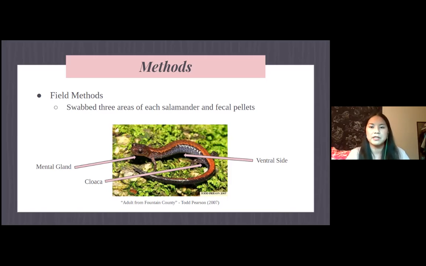And then we also housed these salamanders for a very short period of time and waited for them to deposit fecal pellets. And so if the salamanders did deposit fecal pellets, we went ahead and swabbed those as well. So each of these 3 areas, as well as the fecal pellets, were swabbed twice, once for a microbial analysis and then once for a volatile compound analysis.